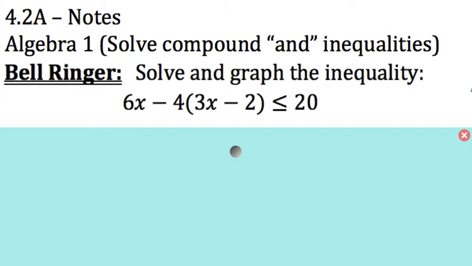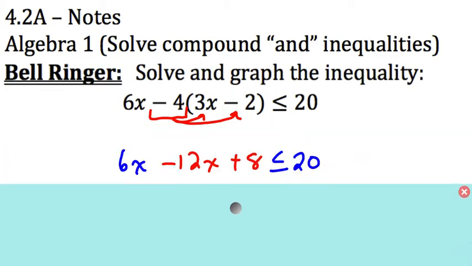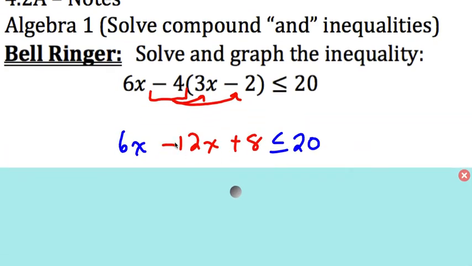So here you go. You can see that we have some parentheses here, which tells us that we have to use our distributive property. So what we will do is we'll take this -4. Don't forget that the negative goes with it. It's not just a 4. And we're going to multiply this through. So -4 times 3x and then -4 times -2. So that will give us, bring down the 6x, -4 times 3x is -12x. -4 times -2 is a +8. Is less than or equal to 20.